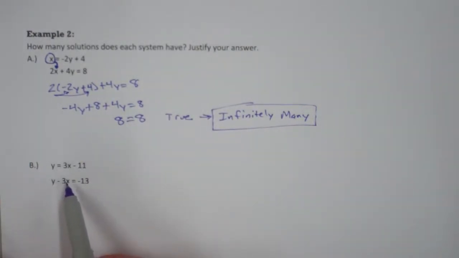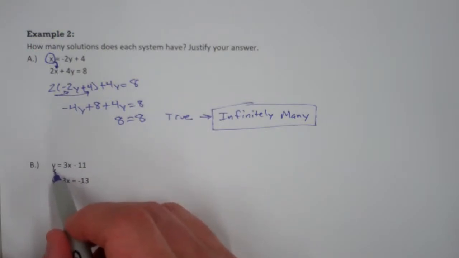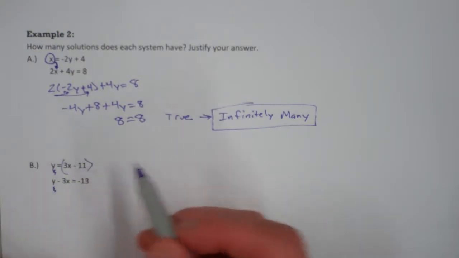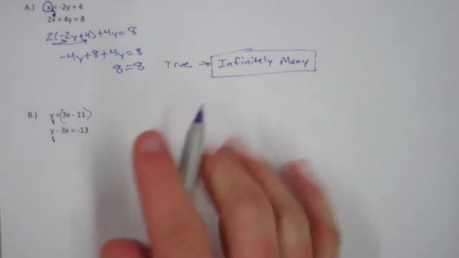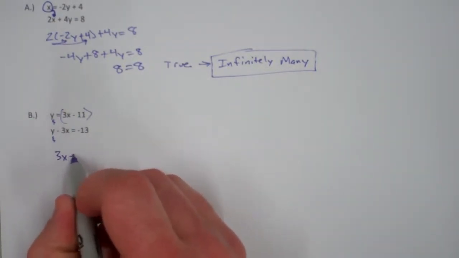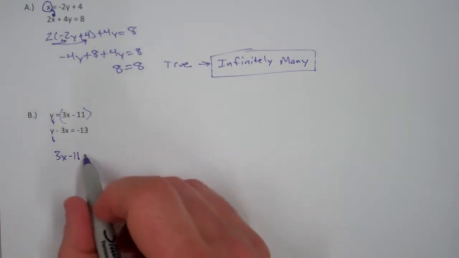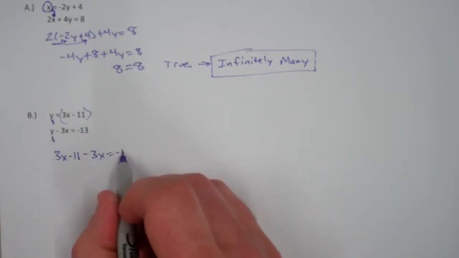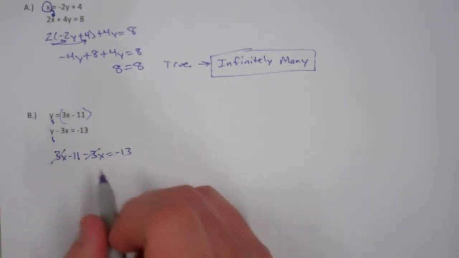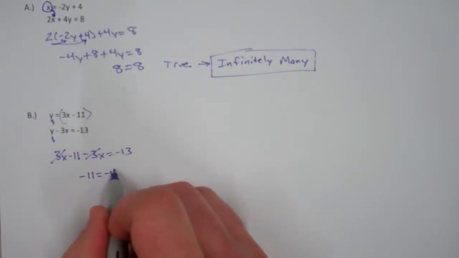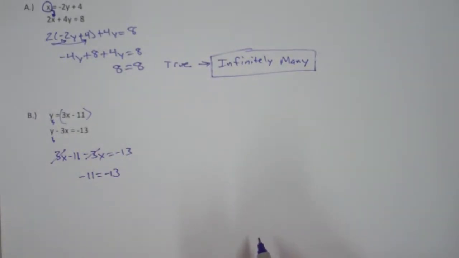Let's try the next one. This time, we're going to take the y out right here, and replace it with 3x minus 11. So we'll have 3x minus 11. I'm not even going to use parentheses because there's no coefficient here. You could if you wanted to. And the negative 3x and the positive 3x cancels. We get negative 11 is equal to negative 13.